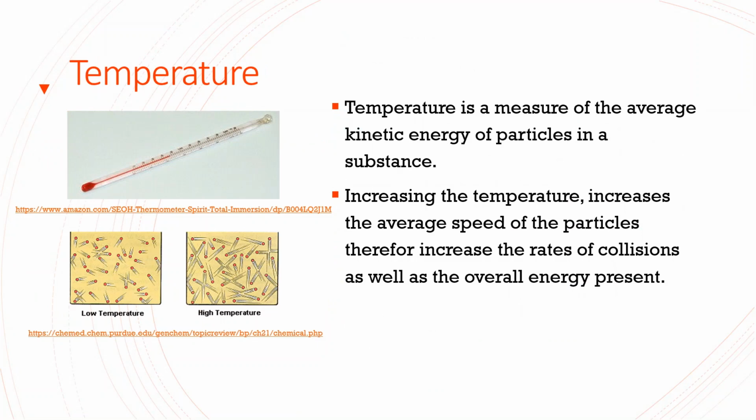Temperature. Temperature is a measure of the average kinetic energy of particles in a substance. Now, kinetic energy implies that the particles are moving. This is energy from motion. So, if we increase the temperature, we are effectively increasing how fast, on average, those particles are moving, therefore increasing the likelihood that they're going to collide, and also increasing the likelihood that they're going to collide with the correct amount of energy.